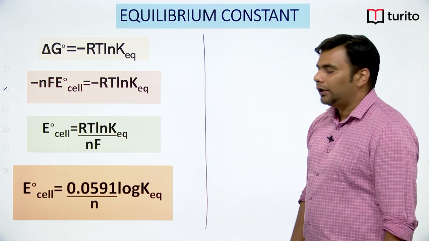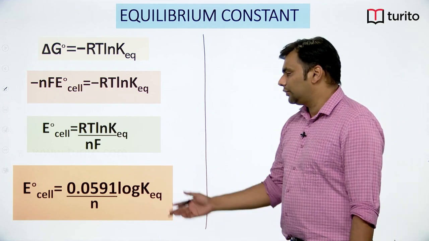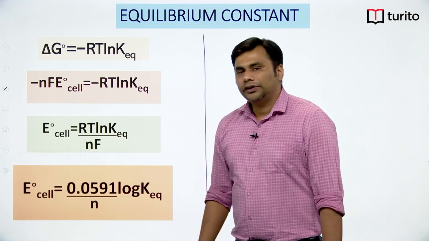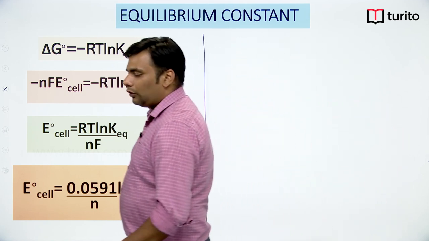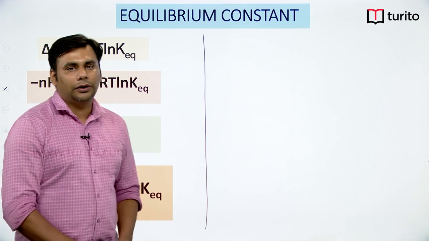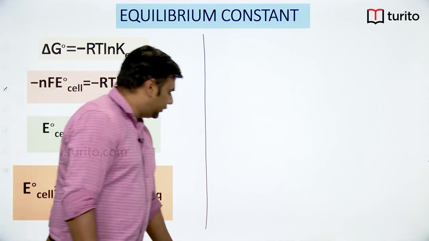So this is again a very important formula. We can directly get the equilibrium constant as n into E naught cell divided by 0.059. Now n here is the total number of electrons that are transferred between cathode and anode. Hope this is clear to you.